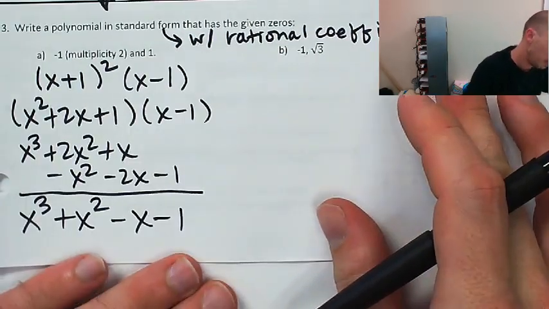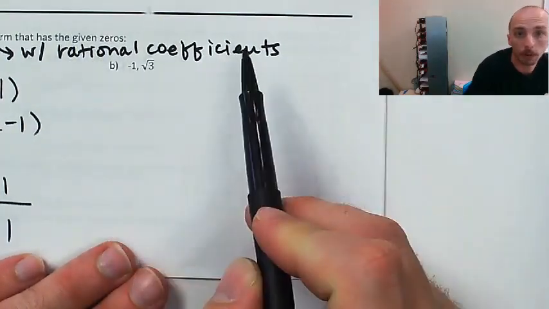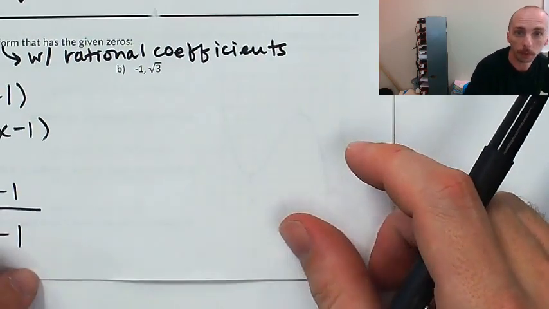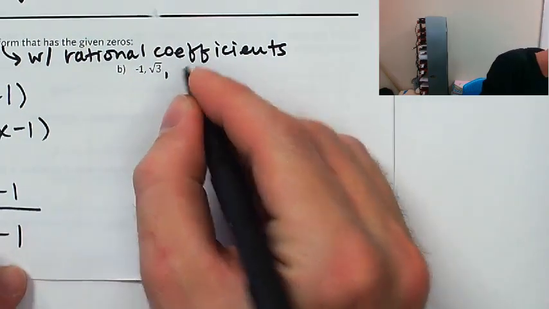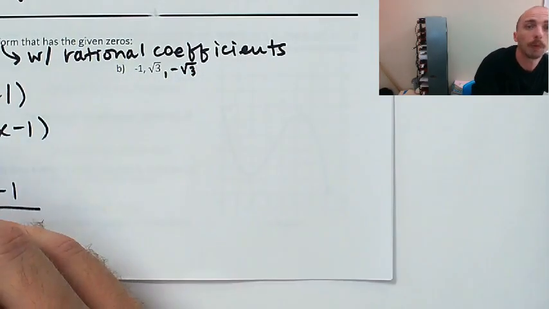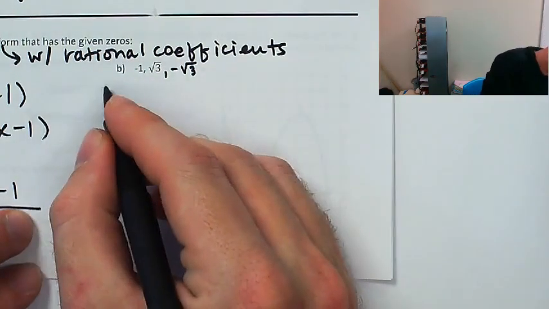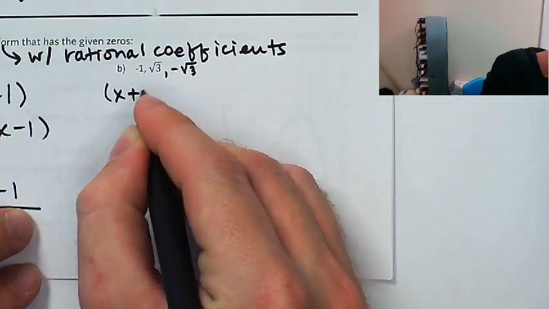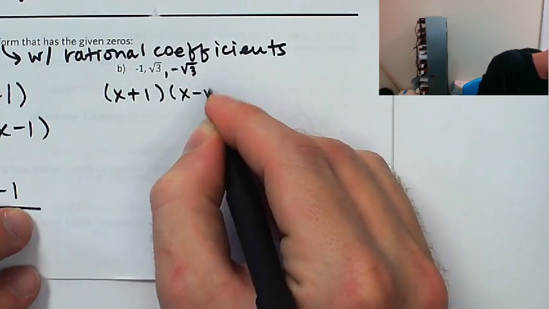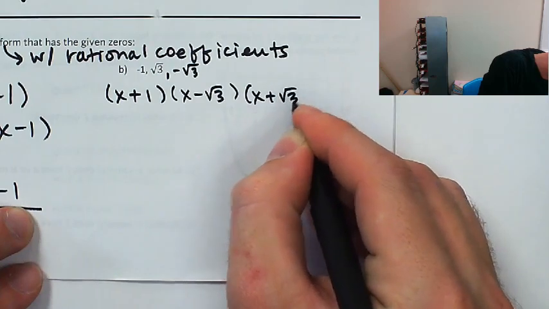All good. Okay. Now in B, if we're going for rational coefficients and we know that x equals square root of 3 is a root of this polynomial, then we know that x equals negative square root of 3 is going to also need to be a root of the polynomial. So what I'm going to do is I'm going to say, all right, I'm starting with x minus -1, and then x minus square root 3, and x minus the negative square root of 3.